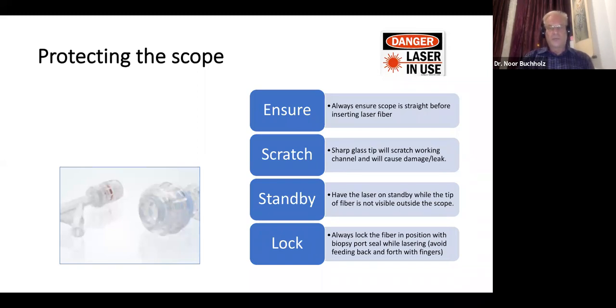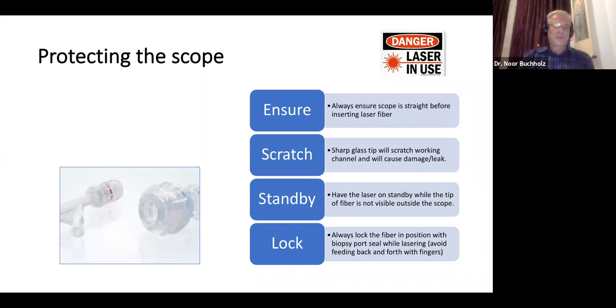Have the laser on standby while the tip of the fiber is not visible outside the scope. Very important. Always be prepared: when your laser goes back into the scope, put the laser on standby. It has happened to many of us. Yourself or somebody steps on the pedal whilst the laser fiber is in the scope, and the scope is gone.